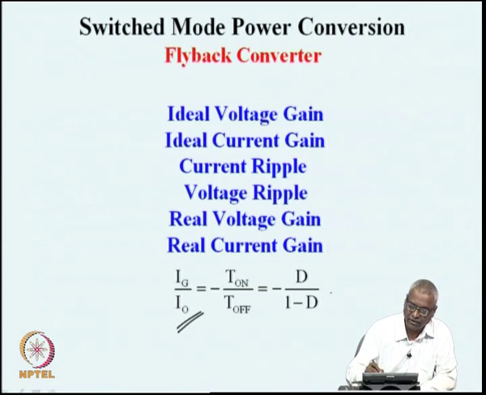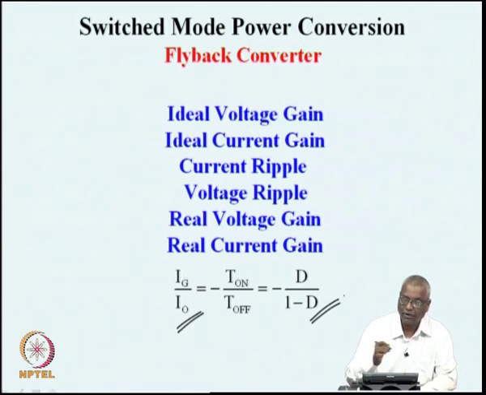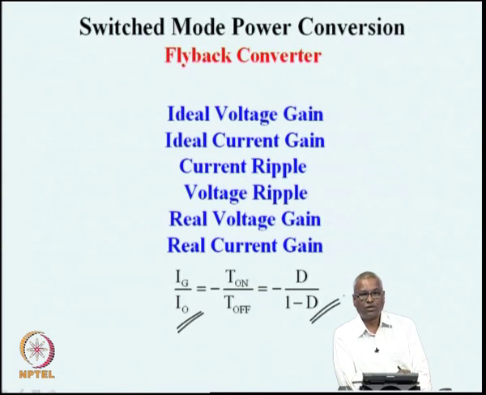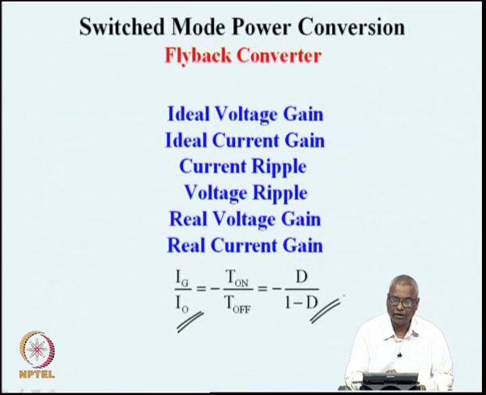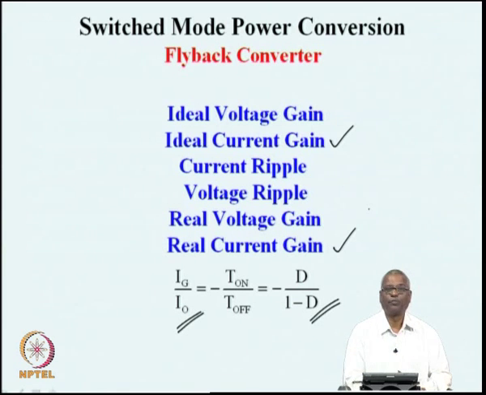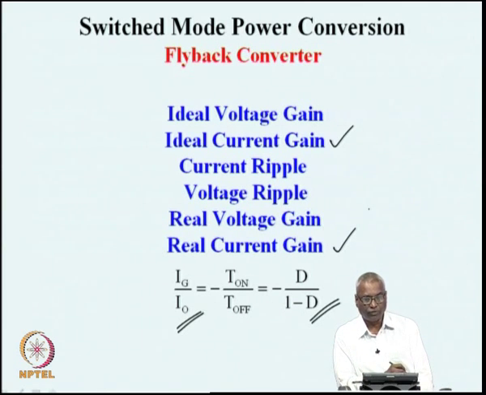And we had seen in the analysis that the averaging of these currents is not affected by the series non-idealities, and so the real current gain and the ideal current gain, these two are perfectly the same, minus D by 1 minus D.